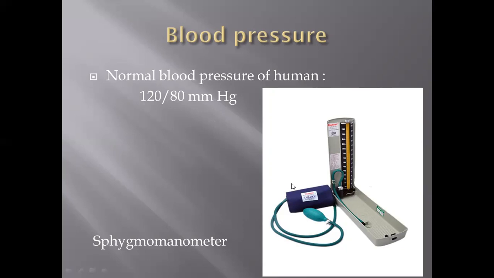The normal average pressure of an adult is around 120 by 80 millimeters of Hg. The blood pressure has 2 values. One value we get when the heart contracts, and it is known as systolic pressure. And the other value we get when the heart relaxes is known as diastolic pressure.